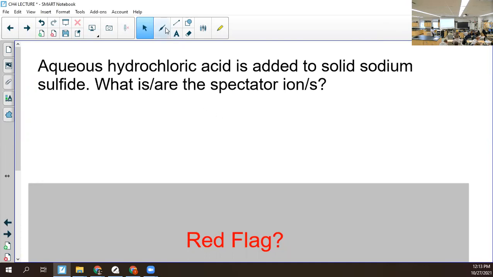Aqueous hydrochloric acid. Tell your partner, what's the formula for hydrochloric acid? HCl.